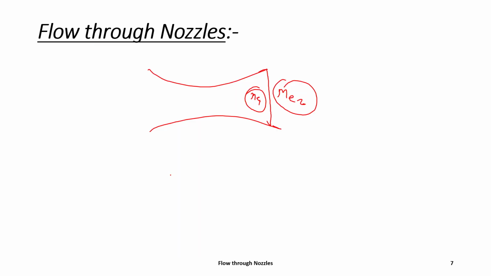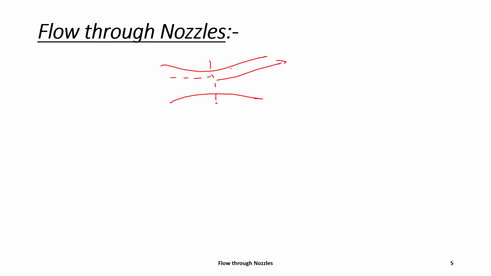and this exit pressure will be equal to the back pressure. So flow will be isentropic till this shock wave. After that, due to this, it will not be isentropic. It will be isentropic after that also.